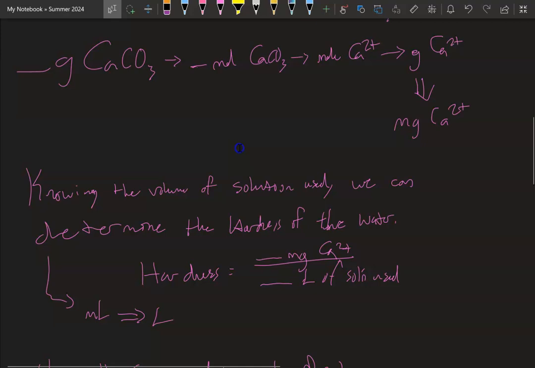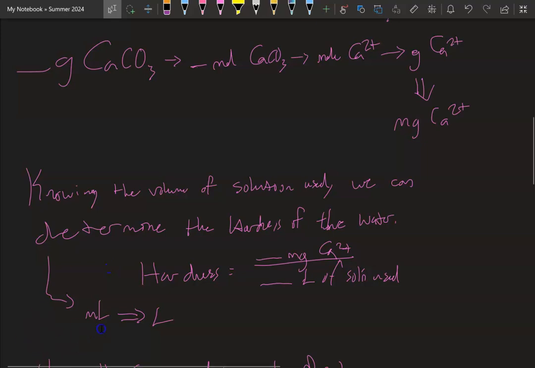So again, in the procedure, it tells you how much volume of the hard water you're going to measure out. Make sure that you record that volume that you measure out. Don't just assume that it is, let's say, 20 milliliters. Make sure you measure it with the bottom of the meniscus in the graduated cylinder. Don't just assume, because one of the biggest errors that you're going to find is that people make assumptions. And so you've got to make sure you measure.